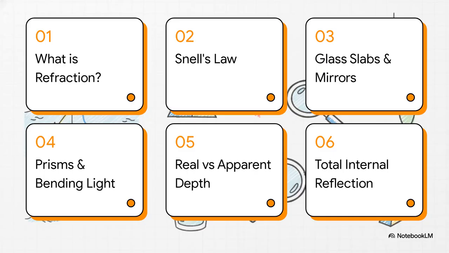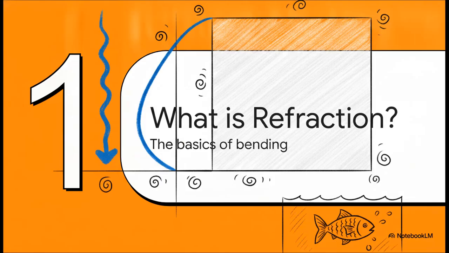So here is our quick roadmap for today's explainer. First, what is refraction? Second, Snell's law. Third, glass slabs and thick mirrors. Fourth, prisms and bending light. Fifth, real versus apparent depth. And finally, the really cool stuff, total internal reflection. All right, starting with section 1.